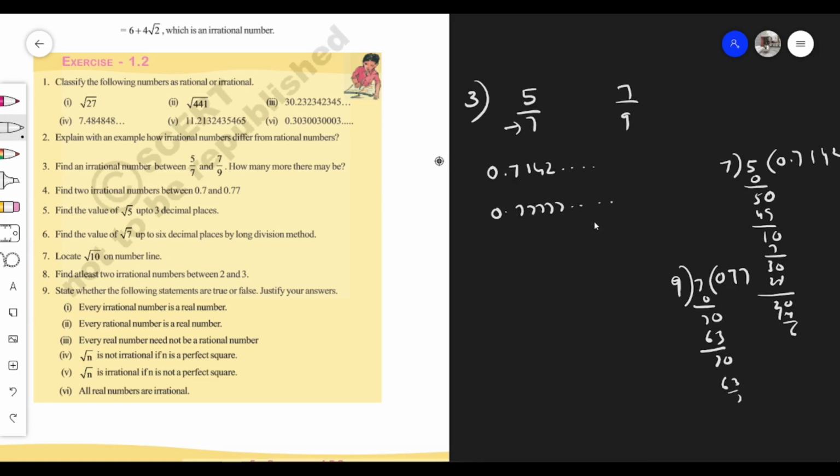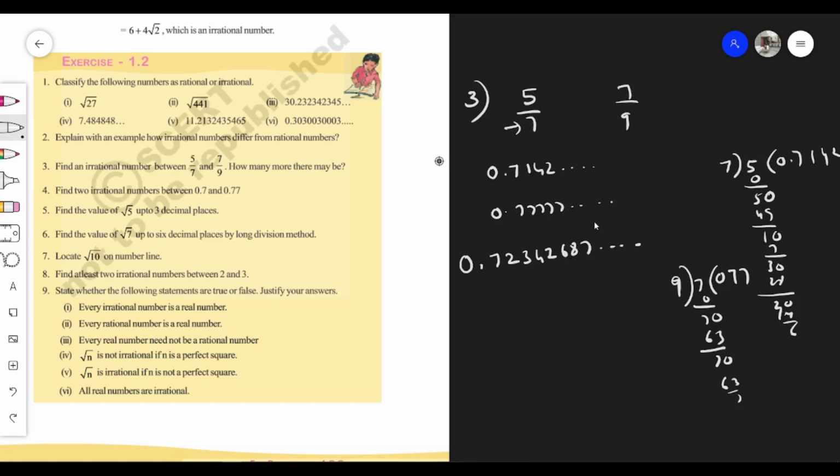0.7777. This is the second one. So first one is 0.7142 and so on. Second one is 0.77 and so on. So in between you can write 0.7234267, like that. A random form, write down, and it will be the example for an irrational number between 5 by 7 and 7 by 9.